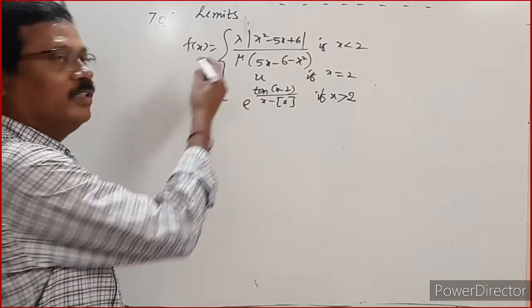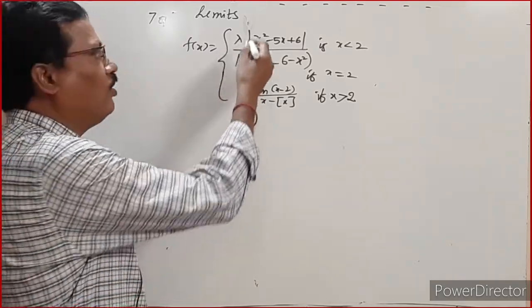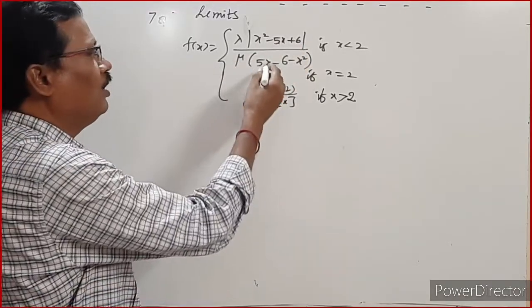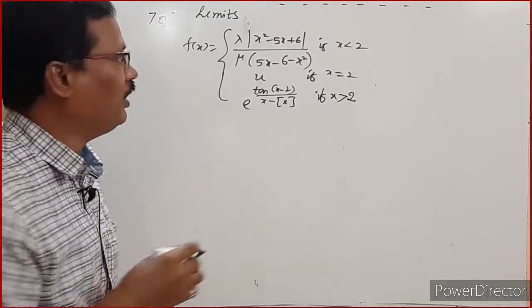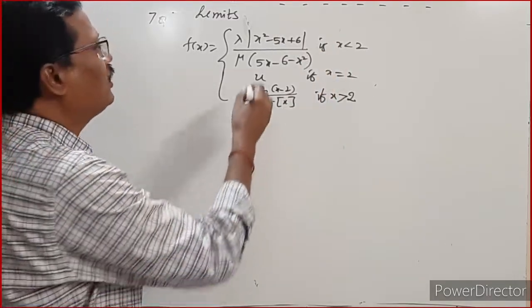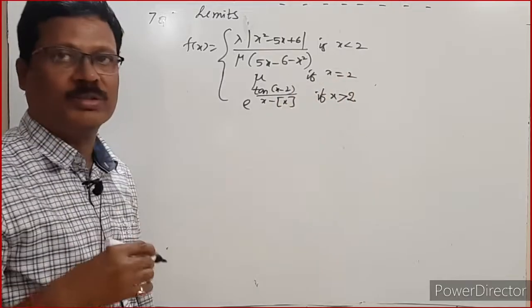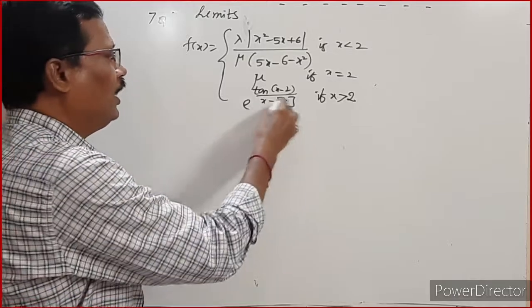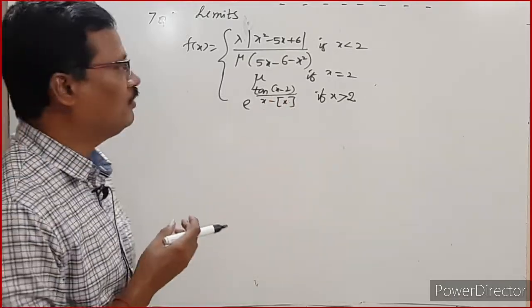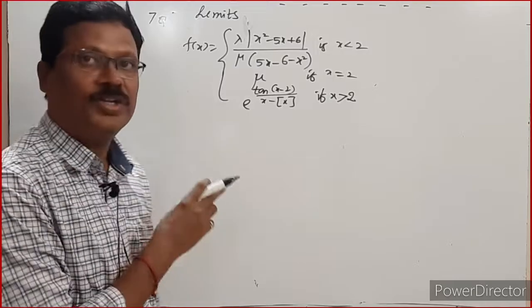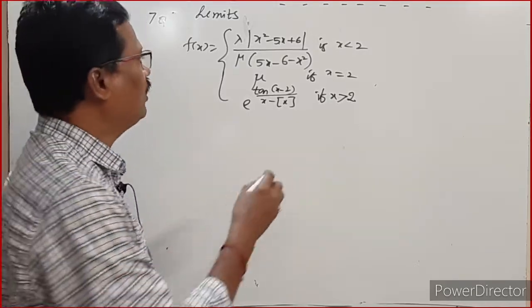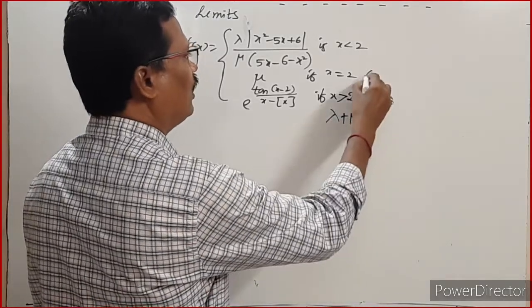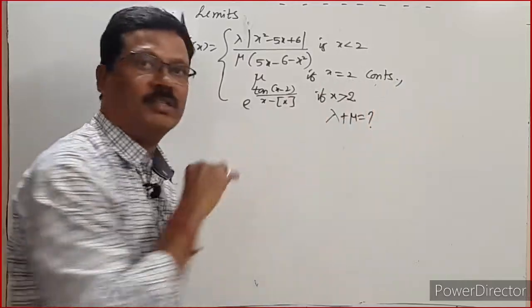Question 7, f of x is given like this: lambda times of modulus of x square minus 5x plus 6 by mu into 5x minus 6 minus x square, if x less than 2; this is a mu, if x is equal to 2; if x greater than 2, e power tan of x minus 2 by x minus step x. Now, this is a given problem. What they are asking, this is continuous at x is equal to 2. Then what about the lambda plus mu? They are asking lambda plus mu. What they are telling, continuous at x is equal to 2.